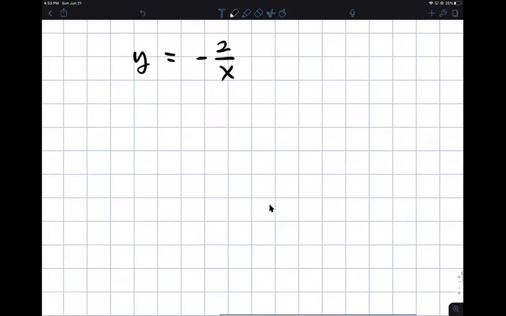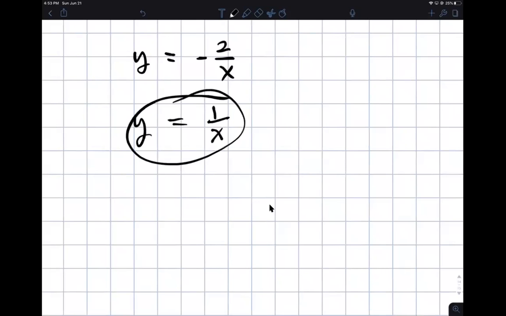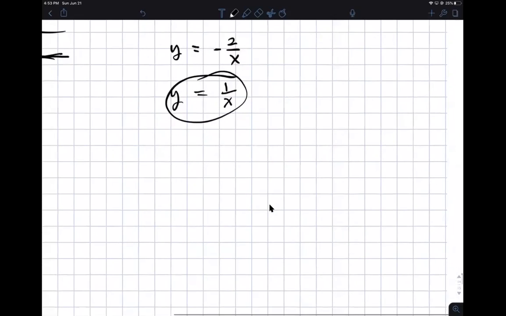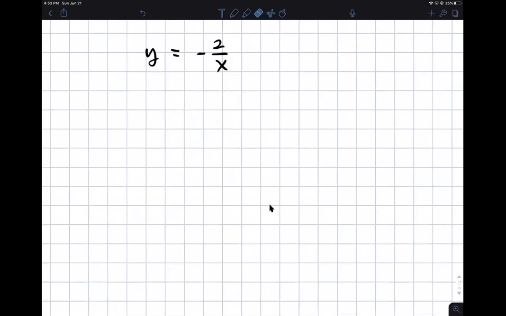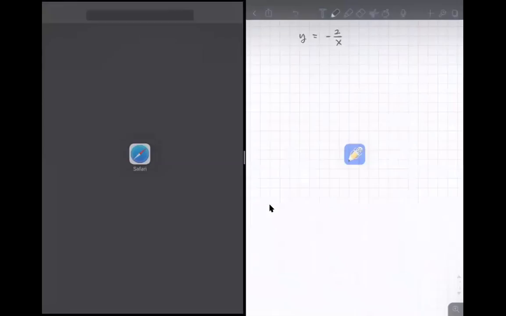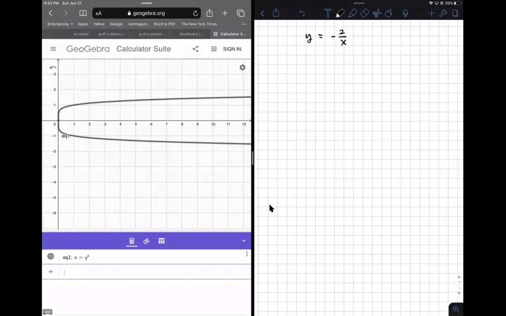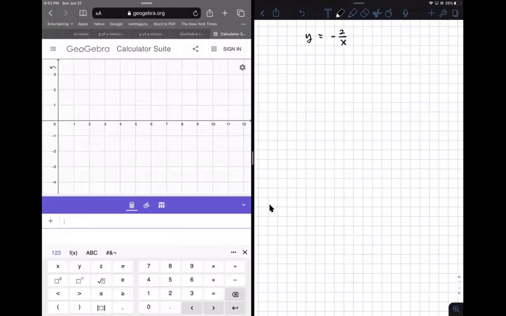Okay, so this one, you can notice it's in the form like y equals 1 over x. It's just another one of these problems. Let's look at the graph. Let's go ahead and delete this one. Okay, y equals -2 over x.